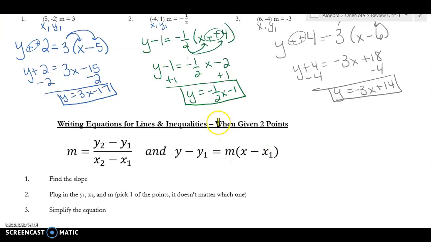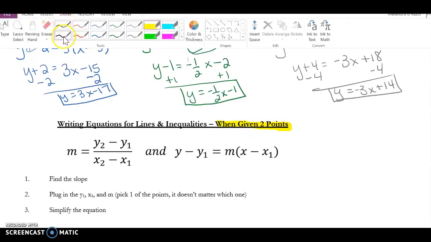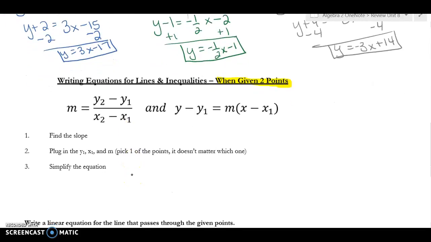The next type of problem is when I give you 2 points. And this one's a little harder because there's an extra step. The first step you're going to have to do is find the slope. So this is the first step you do. You find your slope. After that, then you do this. You plug it in here, and then you simplify.